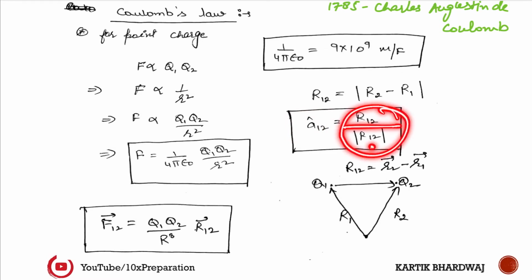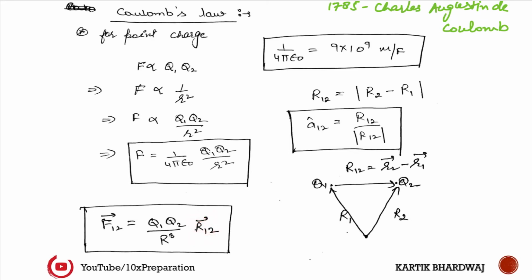If you put this in the direction of a cap r, this is the direction of the radius vector r. This vector is directed from 1 to 2, which is why it is written as a cap 12. So whenever you put this in the direction of a cap r, it becomes F12, which is equal to q1 q2 over r cubed times the vector r12.